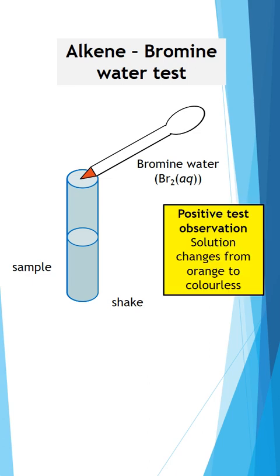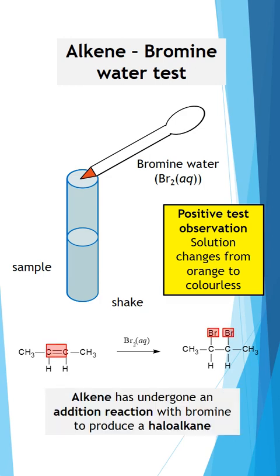Now what's happened in this reaction is the double bond has broken, and then the carbons that were part of the double bond attach themselves to the bromine atoms, and we produce this haloalkane. So the alkene has undergone an addition reaction to produce a haloalkane.